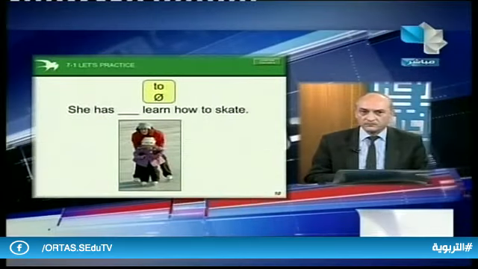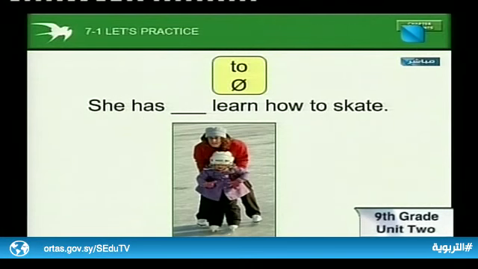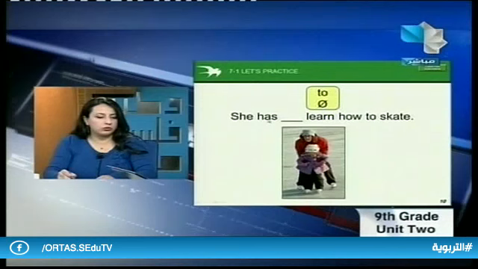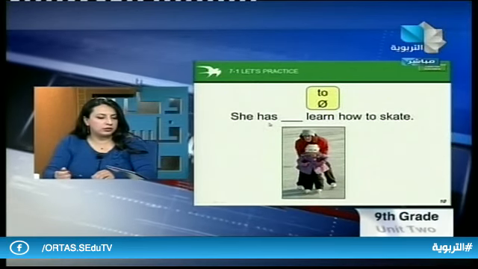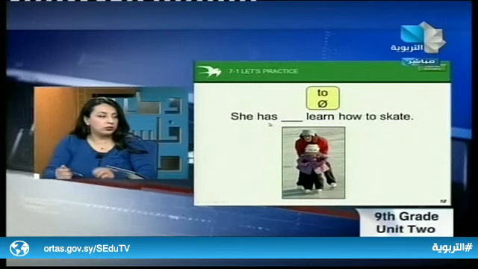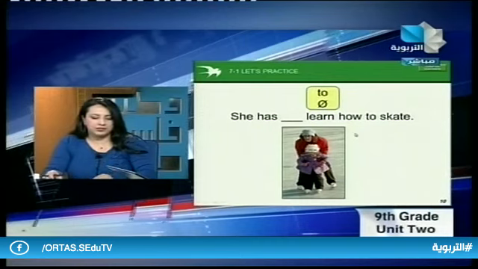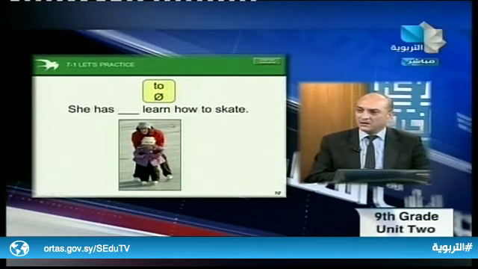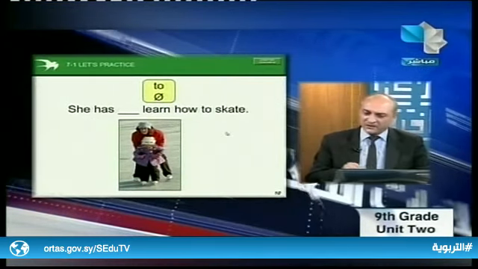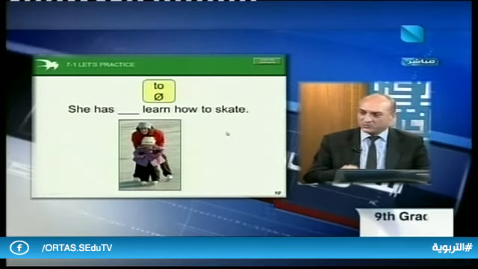And here we have a practice now. For example, she has learned how to skate. Is this a modal verb? Without something, we need to use to. Should we use to or not? We should use to, otherwise it's going to be an auxiliary verb and should be followed by the past participle. So she has to learn how to skate. She can't skate on her own, she has to learn before skating.